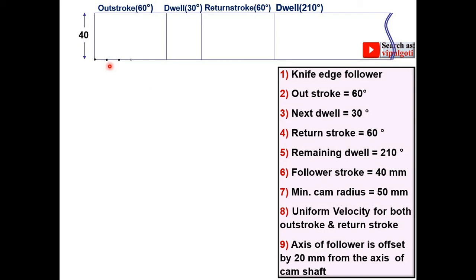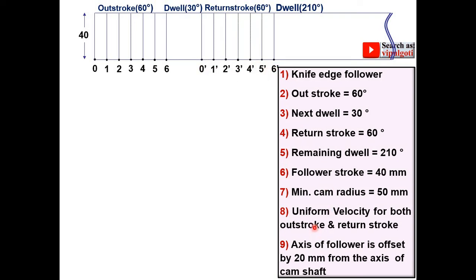Now next, divide this outstroke into 6 equal parts and give the names 0, 1, 2, 3, 4, 5, 6. Draw the vertical line from all these points. Similarly, you can do for the return stroke, means divide it into 6 equal parts, give the names 0 dash, 1 dash up to 6 dash, and draw the vertical line passing through all these points.